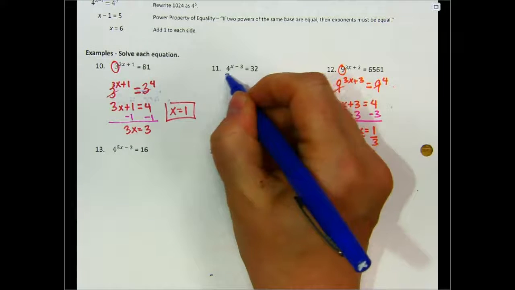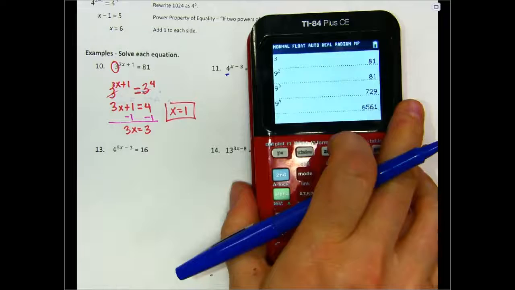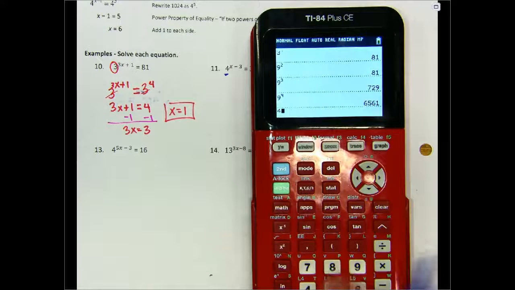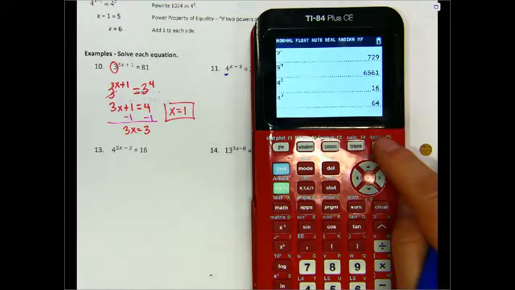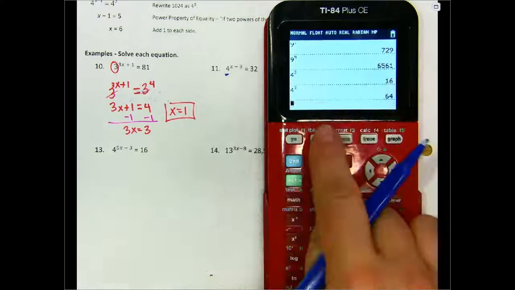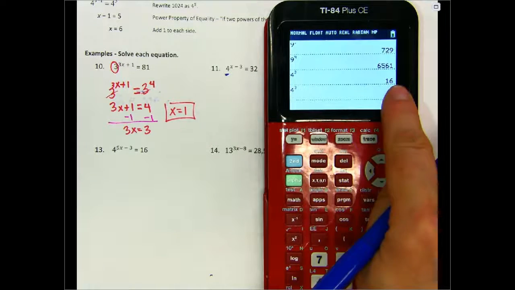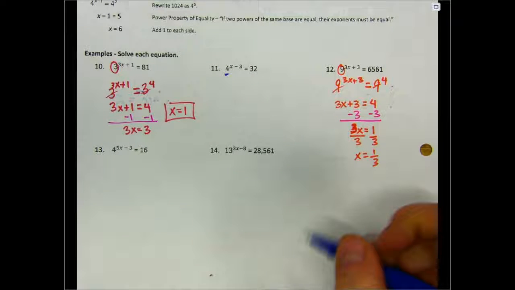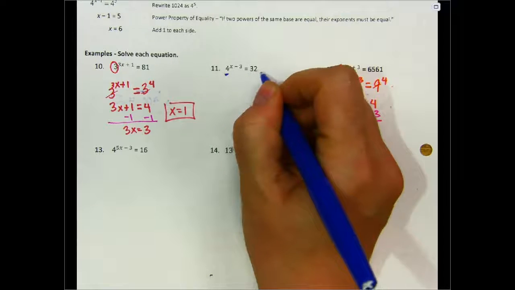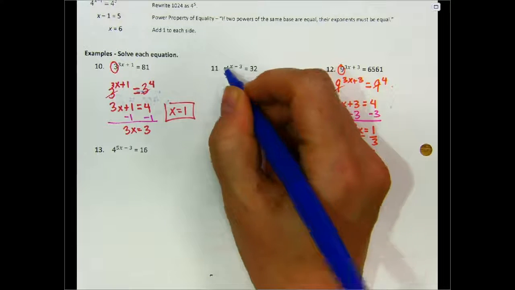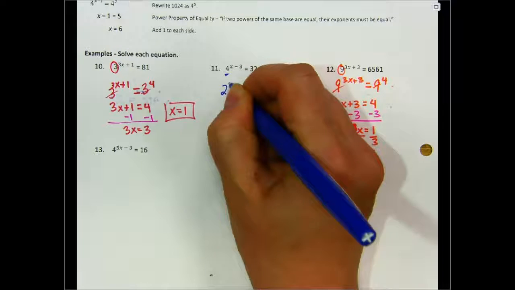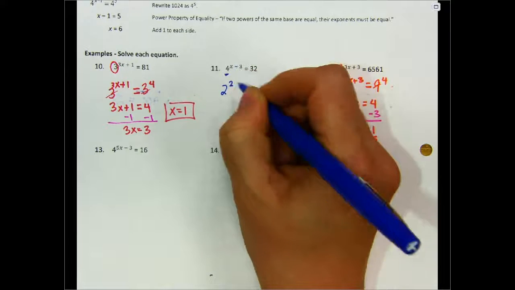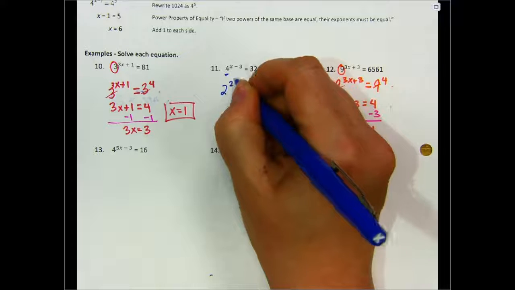Right now my base is 4, and if I do 4 squared, we know that's 16. 4 to the 3rd is 64. So it's too big. I want to get a 32, and those are both too big. So every once in a while, and I'm not going to do this too many times to you, you need to change both bases. We also know that 2 squared is also 4. So I'm going to change this to a 2.